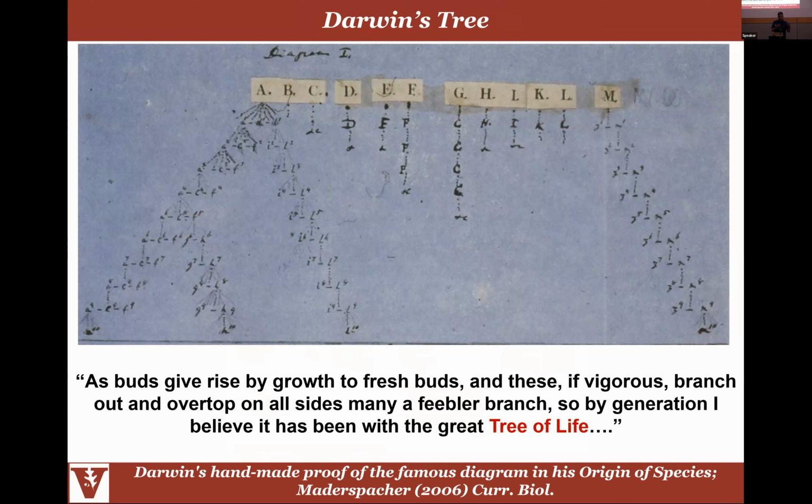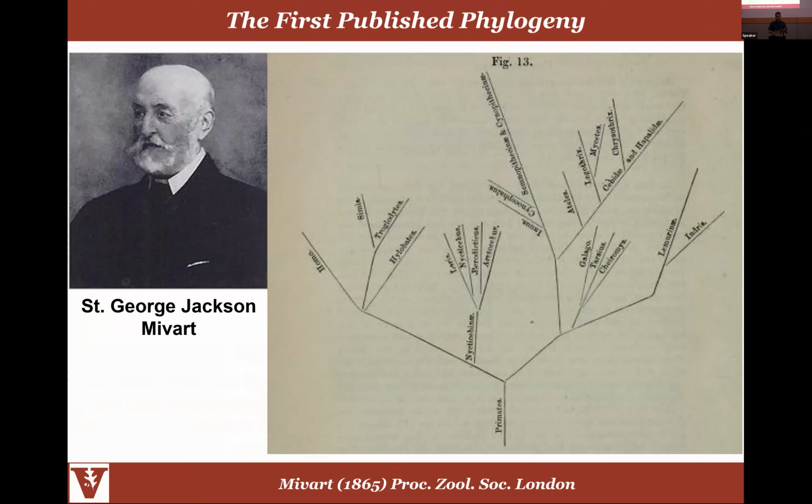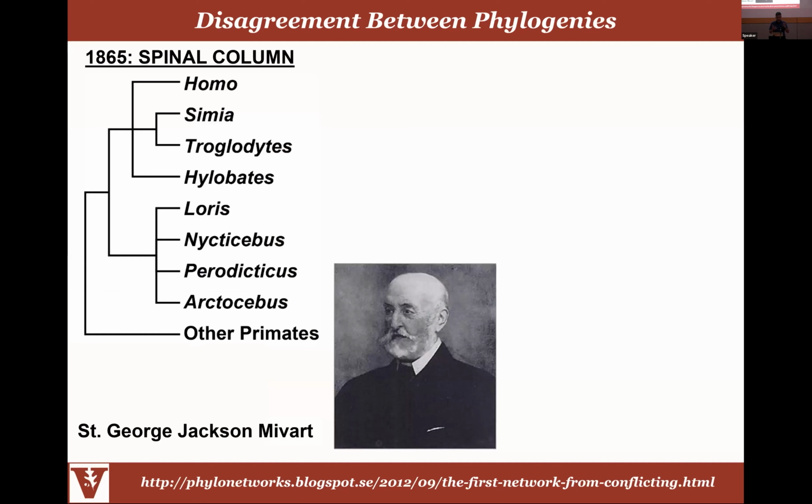So historically, as I said, Darwin started thinking about evolutionary relationships and phylogenies. He thought at the theoretical level that species have ancestors and descendants, and they exist through time, but he didn't really do much. The first person who actually did something was, in 1865, a scientist, if you can call him that at that point in time, St. George Jackson Mivart, and he took data from the spinal column, the vertebrae, of different mammals, and he built a phylogenetic tree of primates.